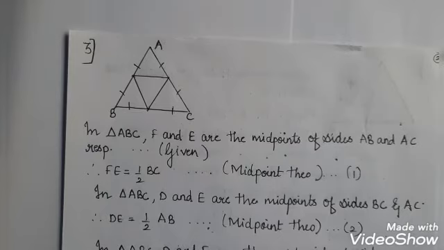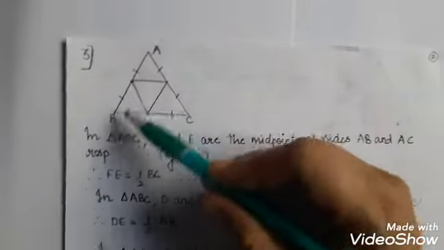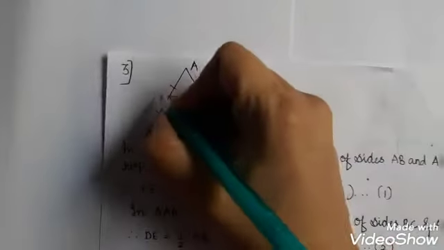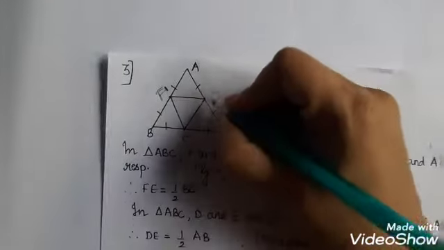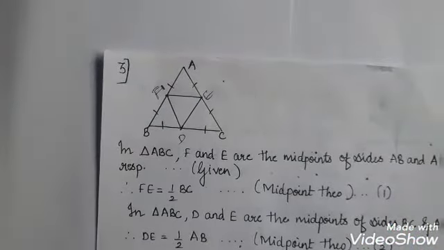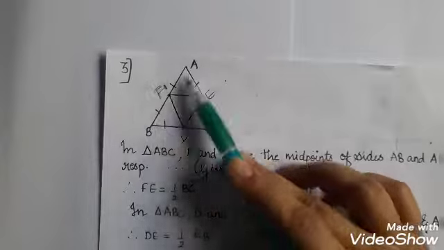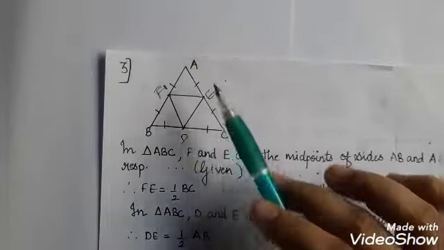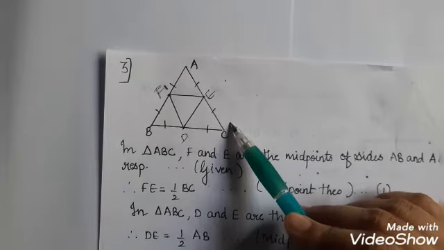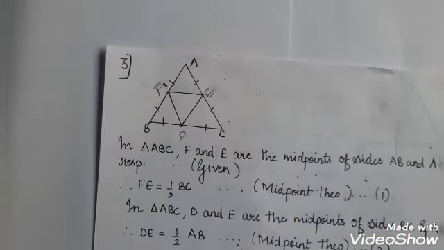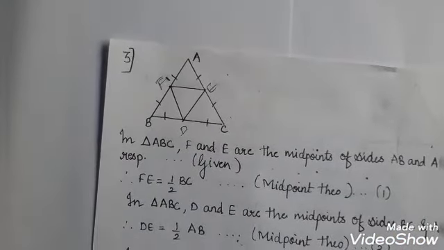Question 3. ABC is an equilateral triangle. Equilateral triangle means all sides are equal. Point F, point D and point E are the midpoints of side AB, BC and AC respectively. So F is the midpoint of AB, D is the midpoint of BC and E is the midpoint of AC. Show that triangle FED is an equilateral triangle. So I have to show this smaller triangle is an equilateral triangle.